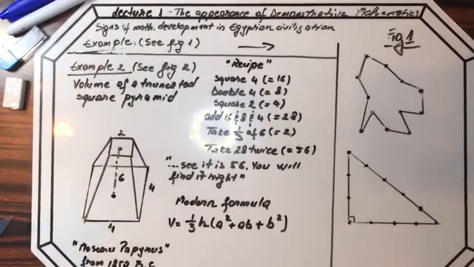This is the first lecture and we shall be talking about the appearance of early mathematical discoveries.